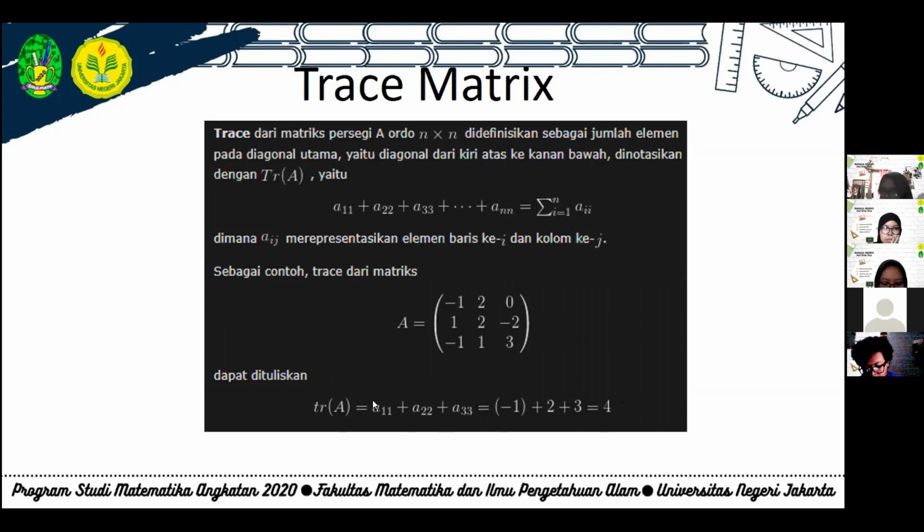It is the element A(1,1), added to the element A(2,2), and added to the element A(3,3). And this is the result. It's 4. Okay, enough. Thank you. You're welcome.